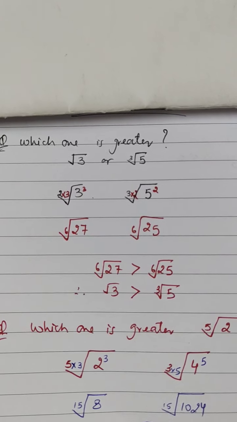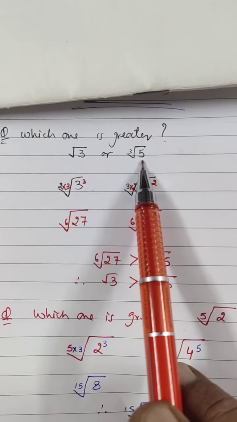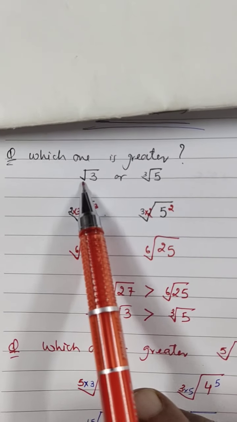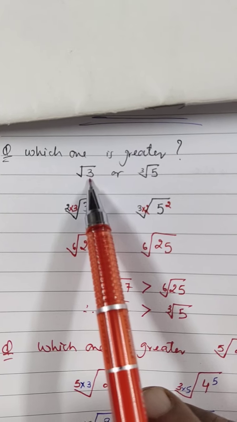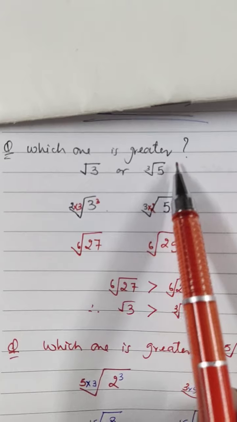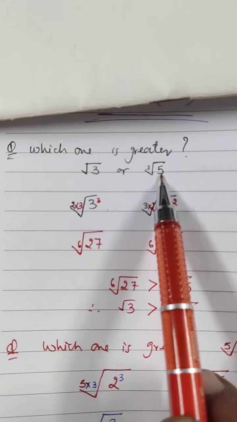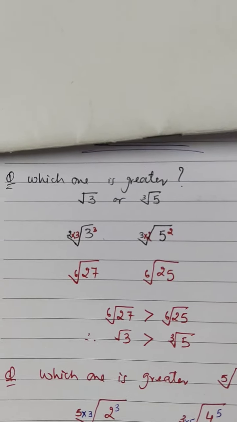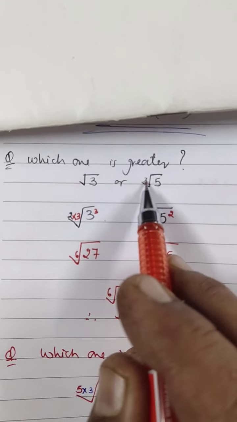Another very common question which may be asked in the examination is, we're provided with two terms and both of which have got different roots. We know that this one is a square root and this one is a cubic root. Square root means you can write this as 3 to the power of 1/2, and cubic root means 5 to the power of 1/3. But how can we compare these two? Because we need to find out which one of these two is greater.